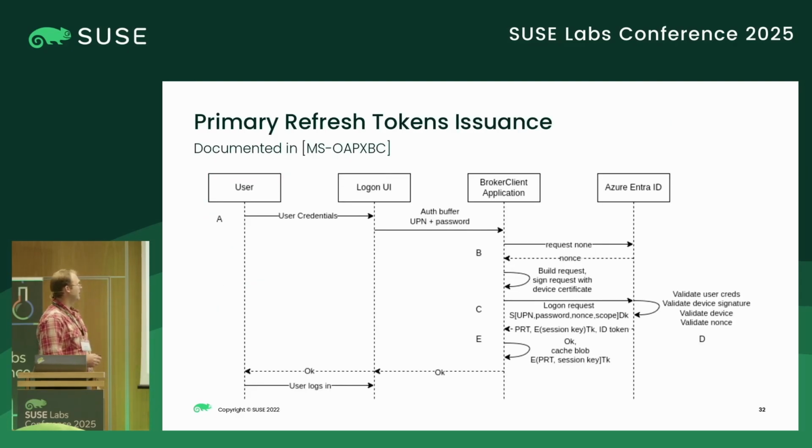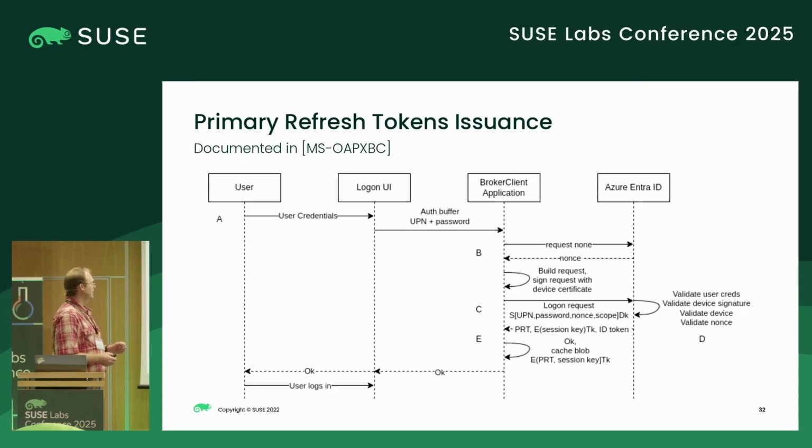It explains how to get a primary refresh token, which is like a special, all-powerful token that lets you request other tokens. The refresh token is something that you only request occasionally, and then you use it to request other tokens. We can only get a primary refresh token if we have an enrolled device, and that's critical.